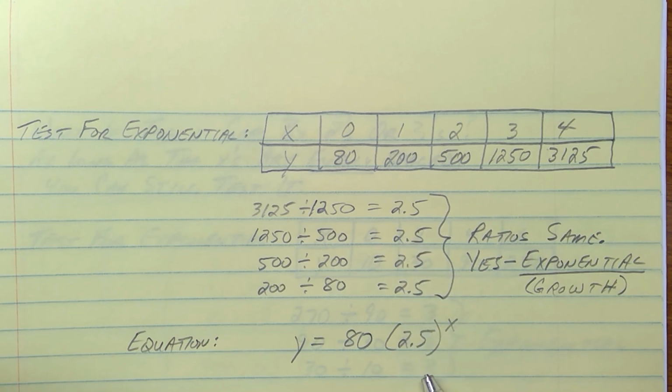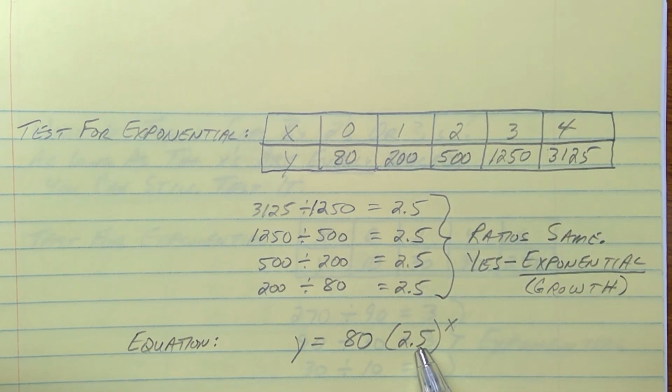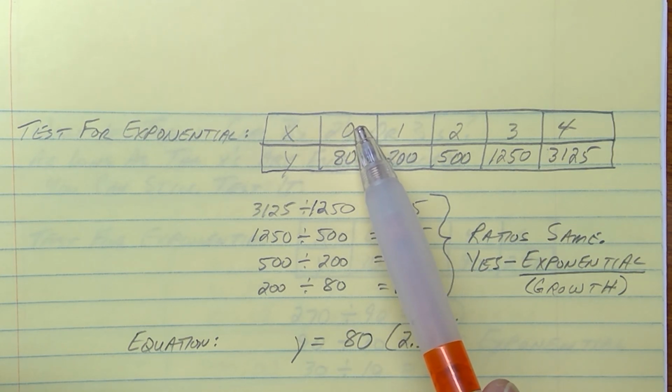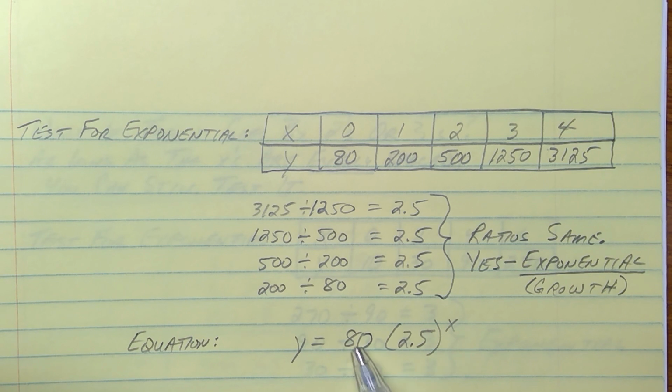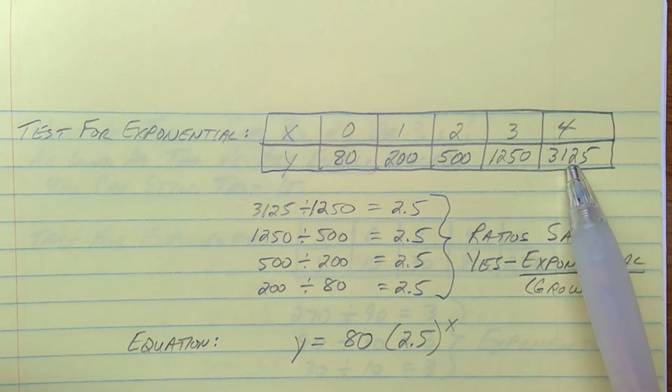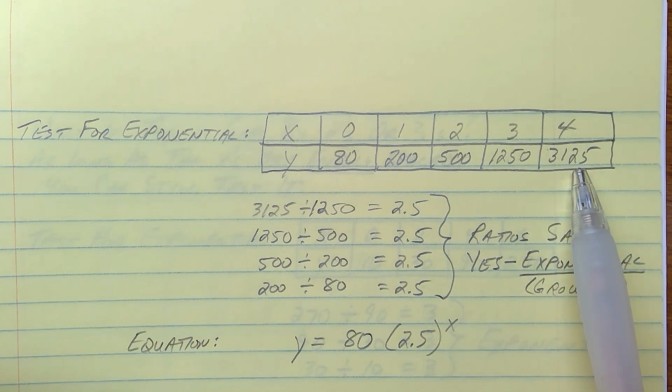2.5 is our multiplier, technically called our growth factor in the parentheses here. As long as the x's are increasing by 1, your multiplier will be your growth factor. This number here right after the equal sign, that's what you started with. When time was 0, when no time had gone by, you had $80 in the bank, or whatever we're measuring. So we started with 80 and we multiplied it by 2.5 each time. This stands for time, how much time has gone by. So if you want to get this 3125, you just plug 4 years in for x. After 4 years, 80 times 2.5 raised to the power of 4 will give you $3,125 after 4 years.